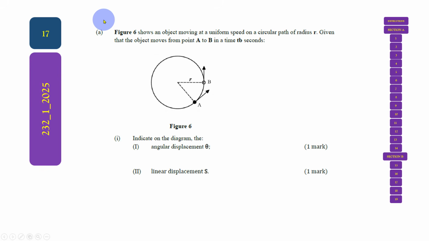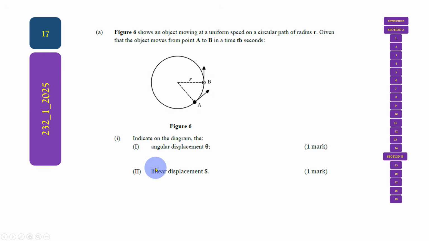Let's look at question 17. In question 17a, we are given that figure 6 shows an object moving at a uniform speed on a circular path of radius r. Given that the object moves from point A to point B in a time t seconds, I guess there was some kind of typing error here. It must have been from point A to point B in a time t seconds.